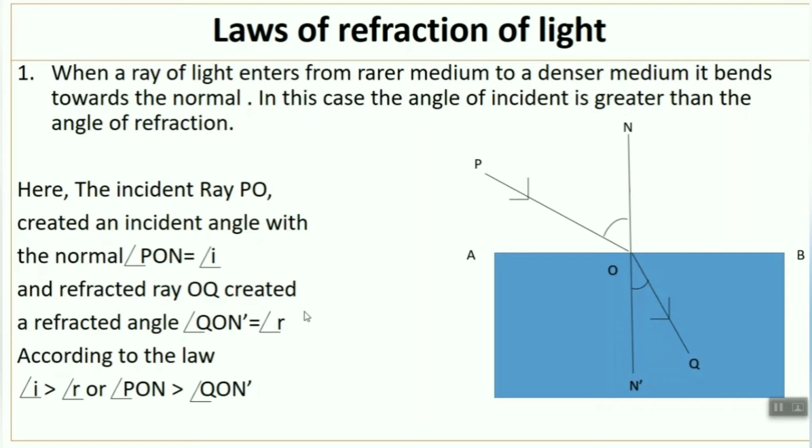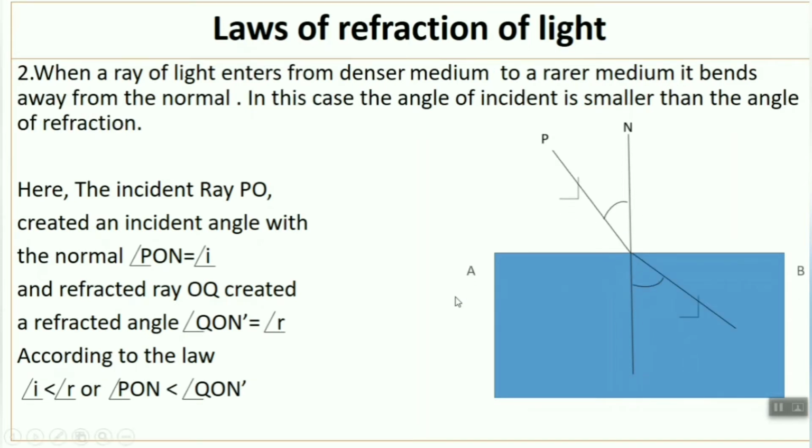So here, to make it more clear, I have labelled the points. What is the incident ray? PO is the incident ray, and it creates the incident angle, PON, which is also denoted by I. And the refracted ray is OQ, and it creates the refracted angle, QON prime, which is also denoted by R. So according to the law, I is greater than R. That means this angle is greater than this angle. I hope this is clear to all of you.